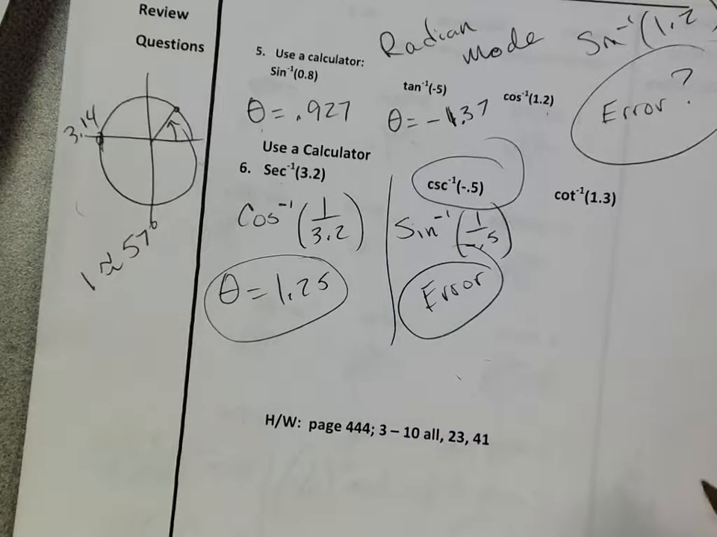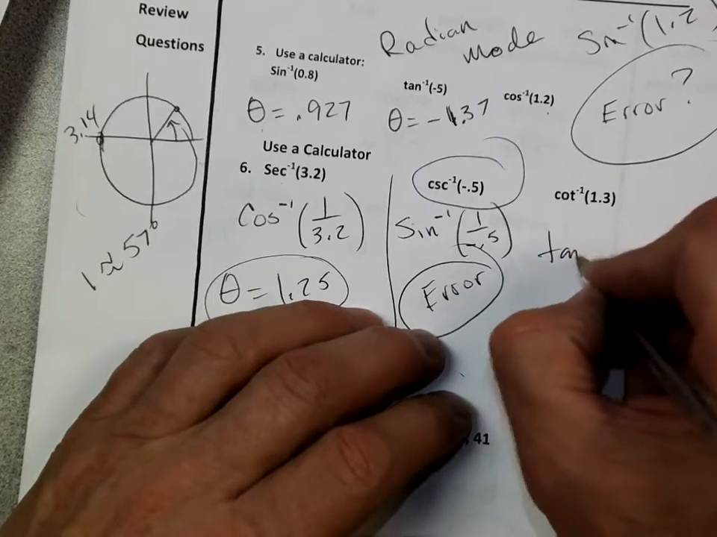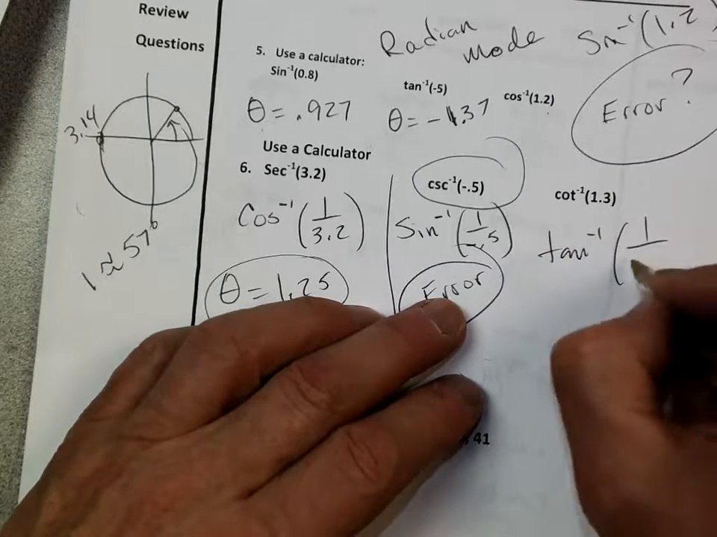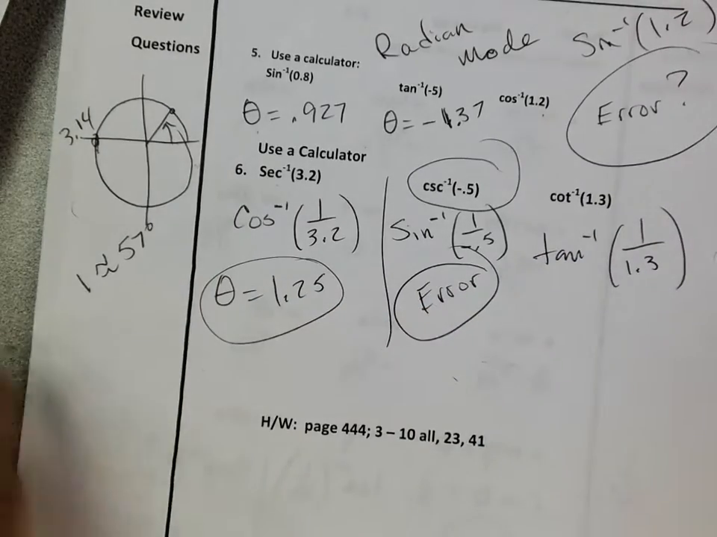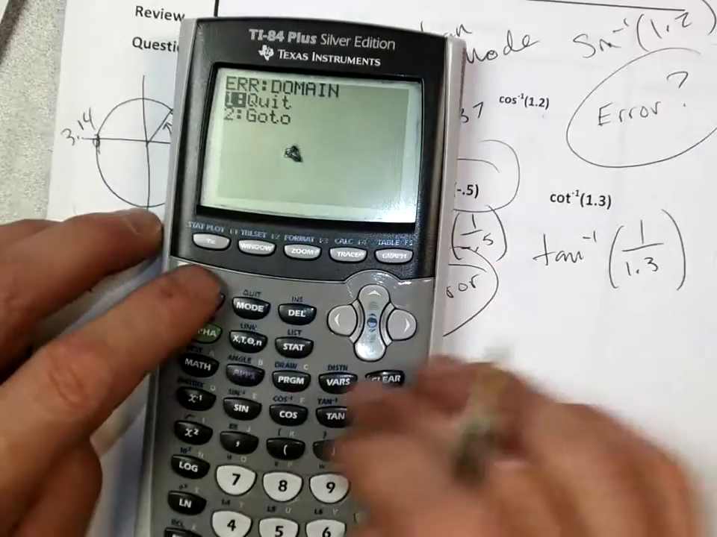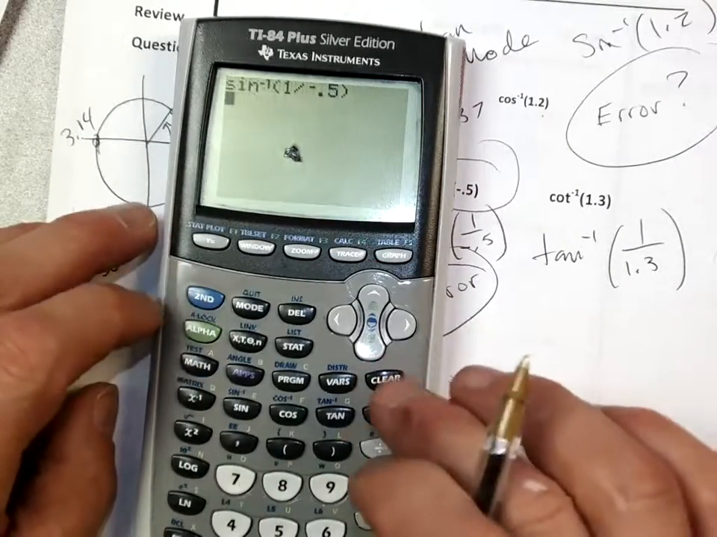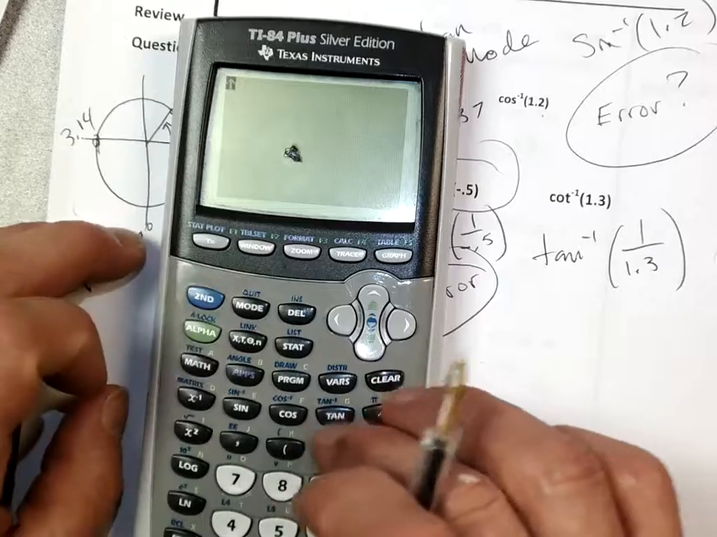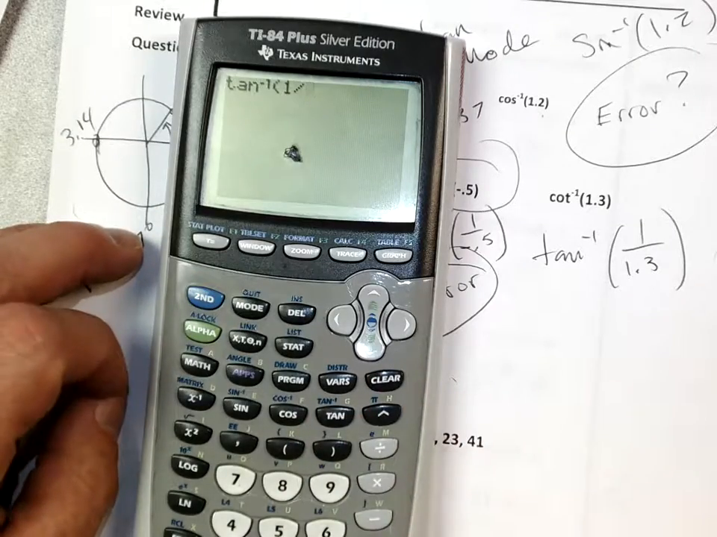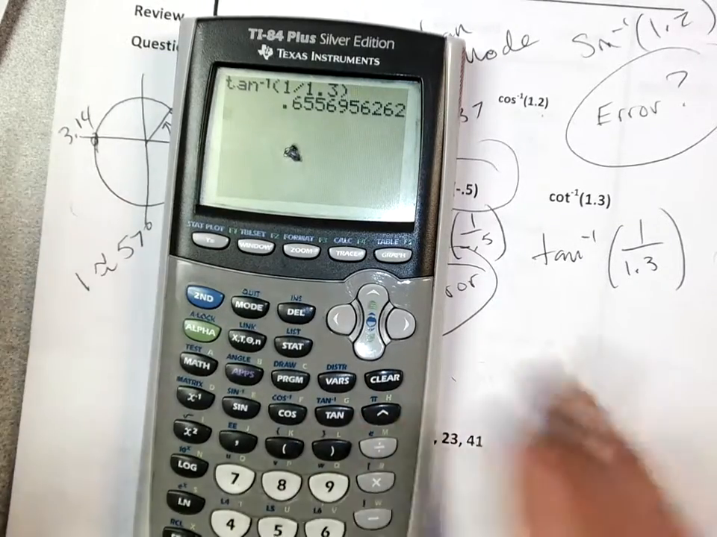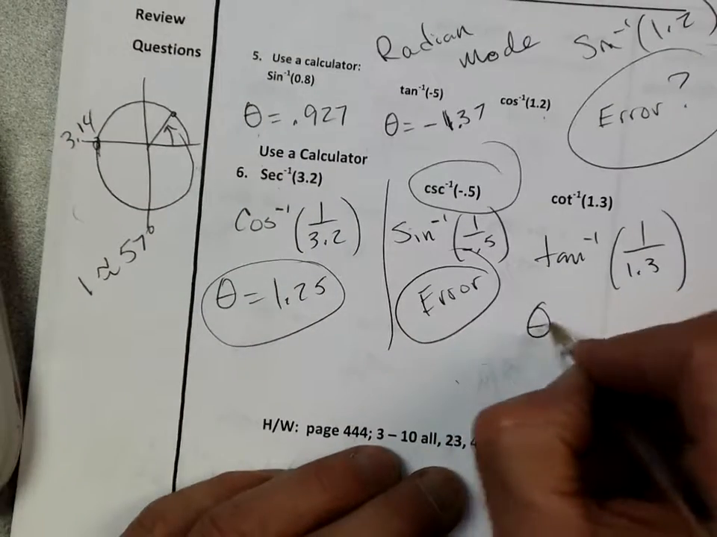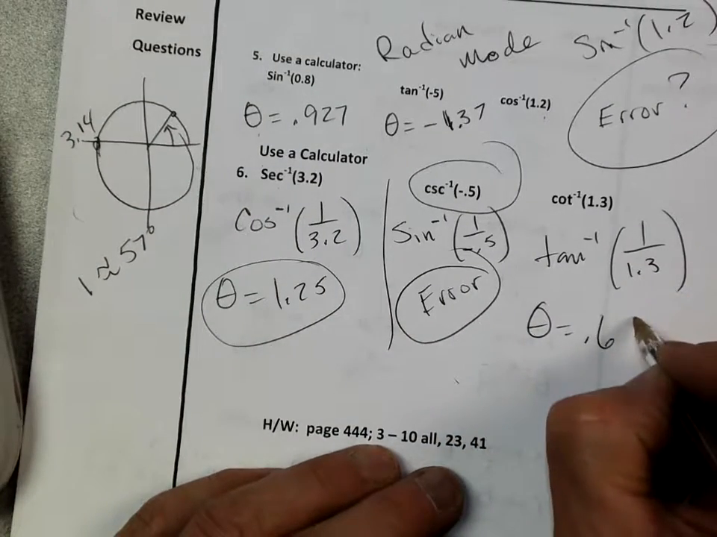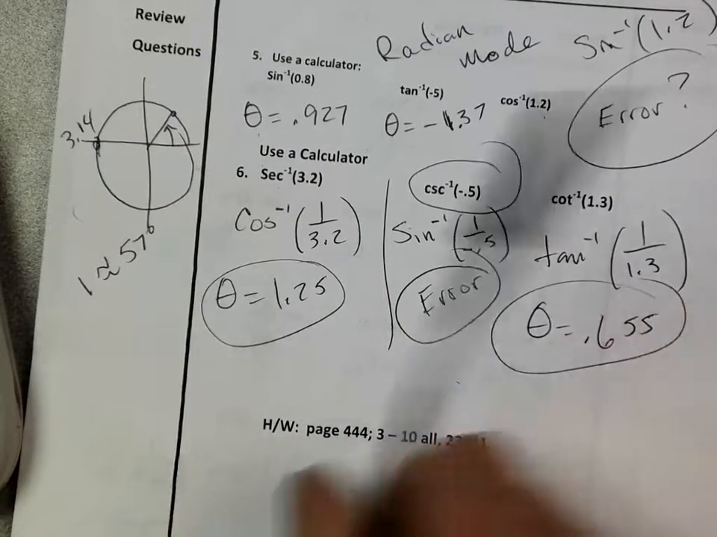Cotangent. Well, we don't have a cotangent button, but I do have tangent. So I can do a tangent inverse of 1 over 1.3. Let's see. Clear that. So tan inverse of 1 divided by 1.3, and I get an answer of about 0.655. Theta equals 0.655. Not too hard.